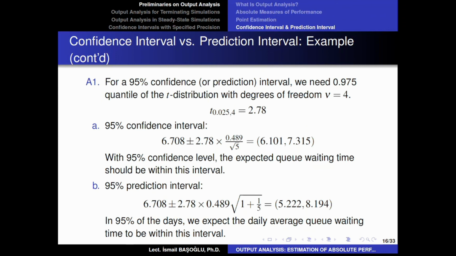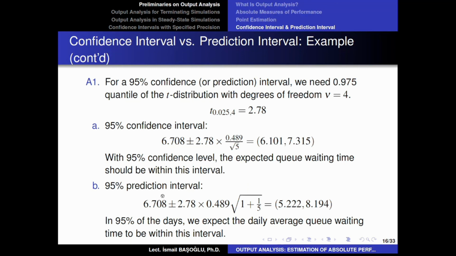So we are predicting the average queue waiting time here, and if you increase your number of replications from 5 to, let's just say, 5 million, then you are going to get a narrower confidence interval, which has the lower bound and the upper bound values very close to each other. So the length of this interval may converge to 0 with the number of replications.